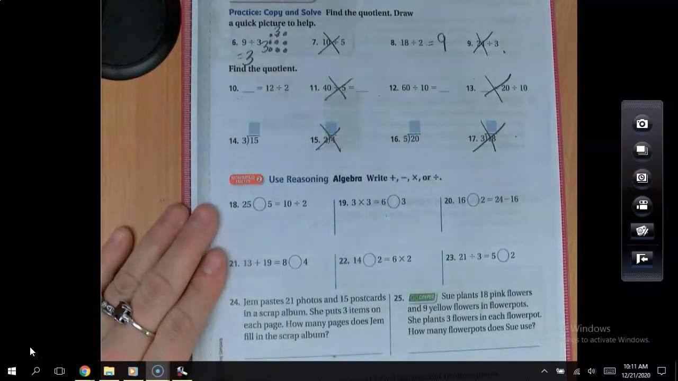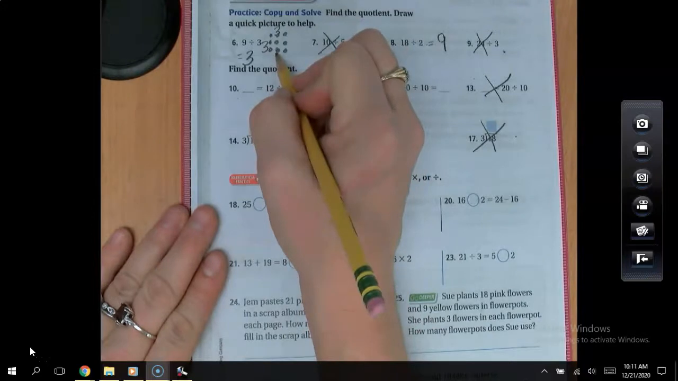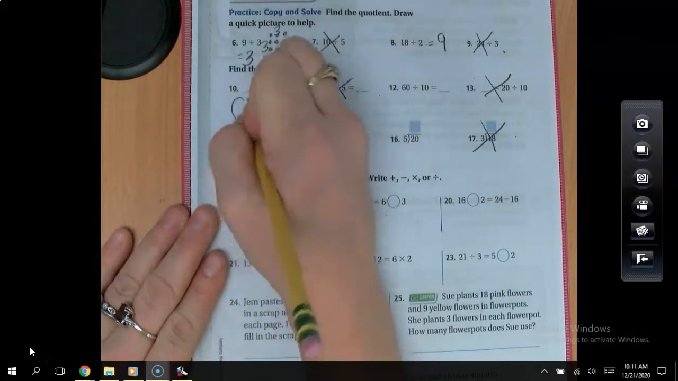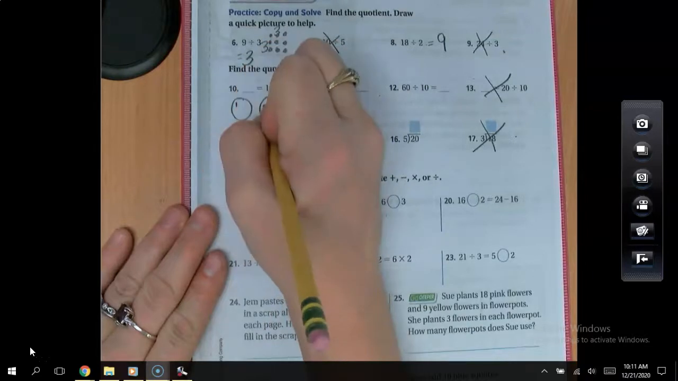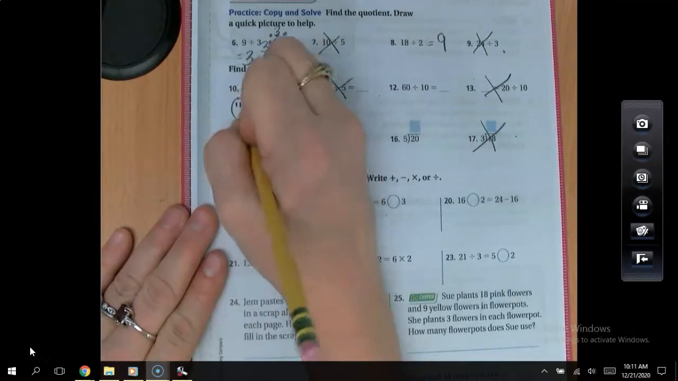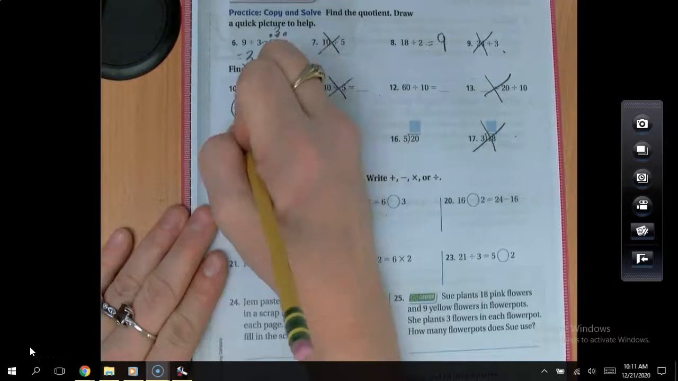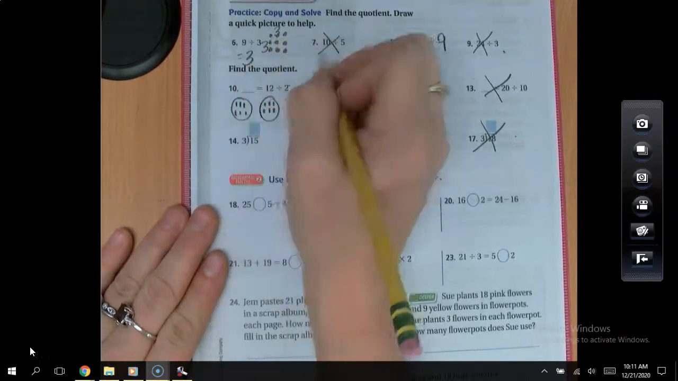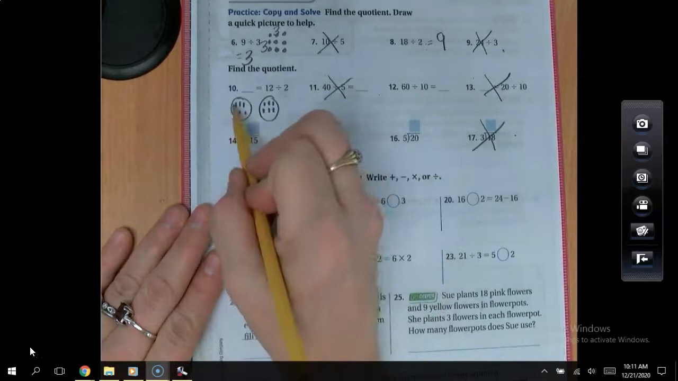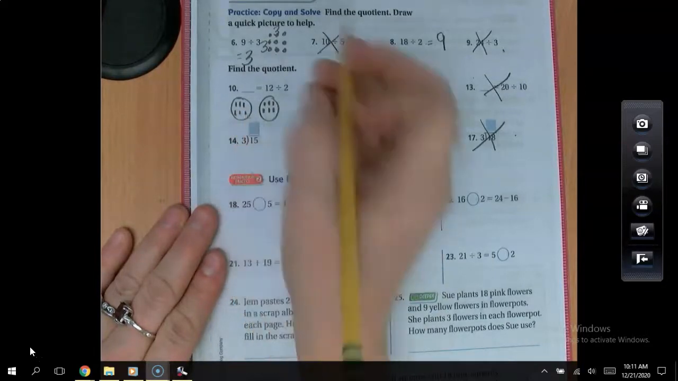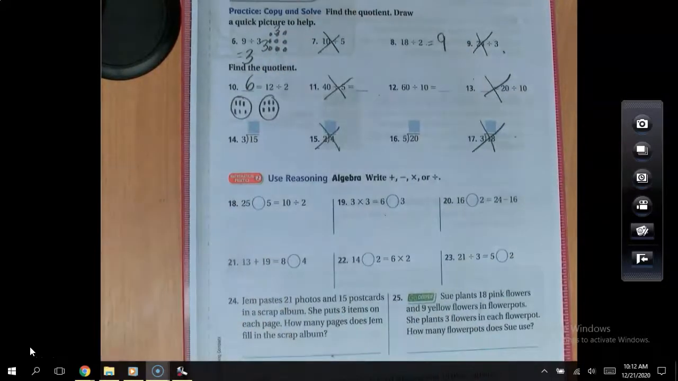Okay, number 10. 12 divided by 2 equals what? Or you could think 2 times what number equals 12? If you don't know that, draw a picture. You can make an array like I did on number 6. Or you could draw 2 groups and put 1 in each one until you get to 12. How many do I have in each group? 1, 2, 3, 4, 5, 6. My answer is 6. Boys and girls, check your work. Is 6 times 2 12? Yeah, it is. Fantastic.